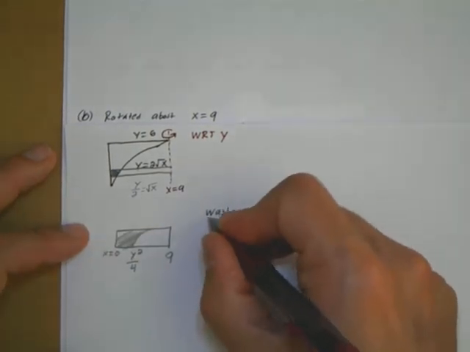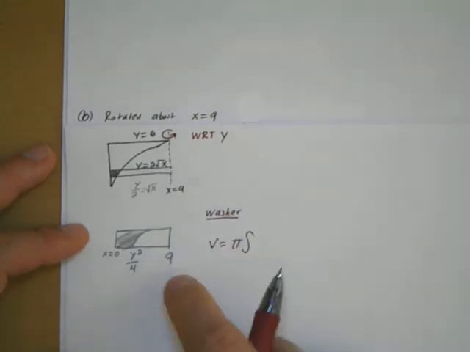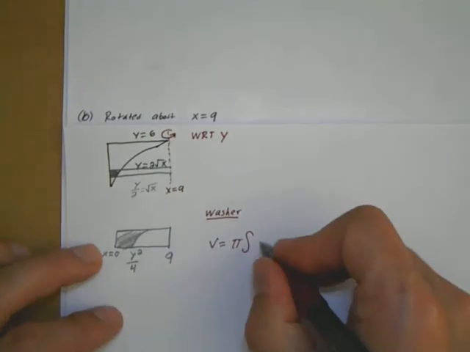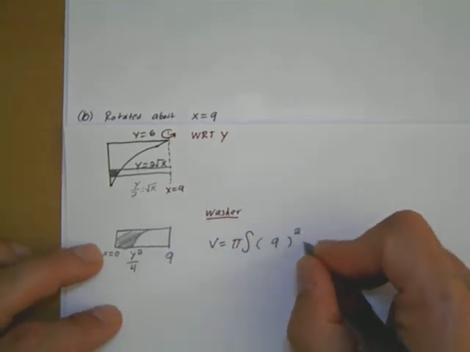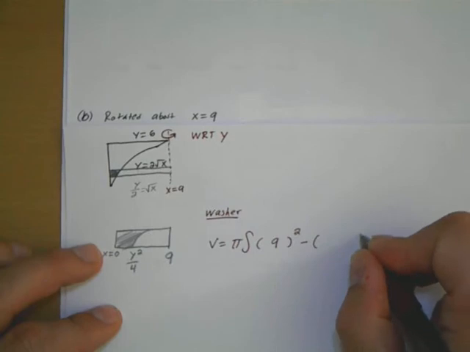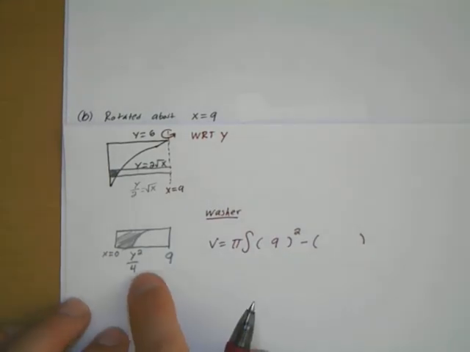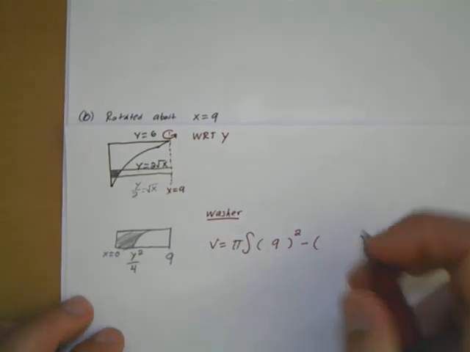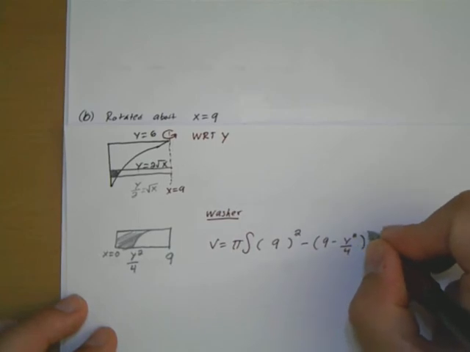with respect to y, is going to be pi. The entire region goes from 9 to 0, so it's going to be 9 squared minus the empty squared. The empty in this case starts at 9 and it goes to y squared over 4. So this is the empty piece. So it's going to be 9 minus y squared over 4 parentheses squared.